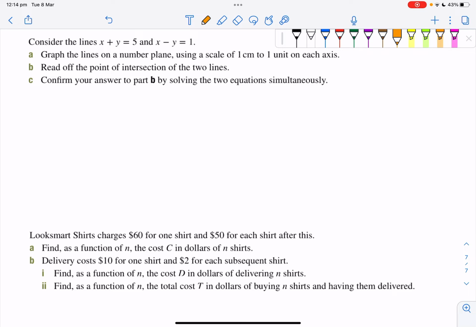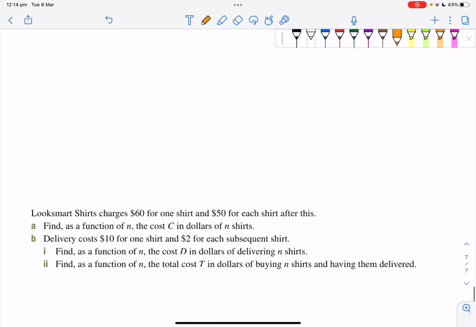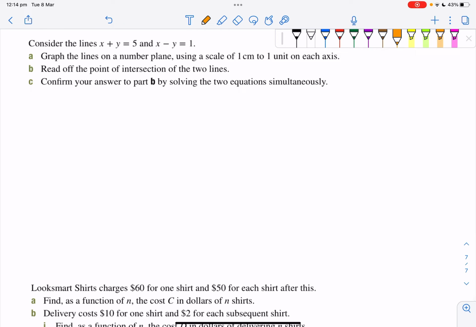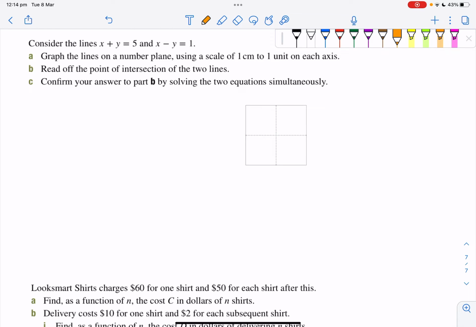Consider the lines x plus y equals 5 and x minus y equals 1. Part A, graph the lines on a number plane using a scale of 1 centimeter to 1 unit on each axis. So if you're doing it on paper, try and use the correct units. Part B, read off the point of intersection of the two lines. Part C, confirm your answer to part B by solving the two equations simultaneously. Now, I'm just going to bring this down a bit so I have a big enough grid to use. So let's put in our grid. I obviously have to do the setup, but I'll make it big enough so everything's clear.